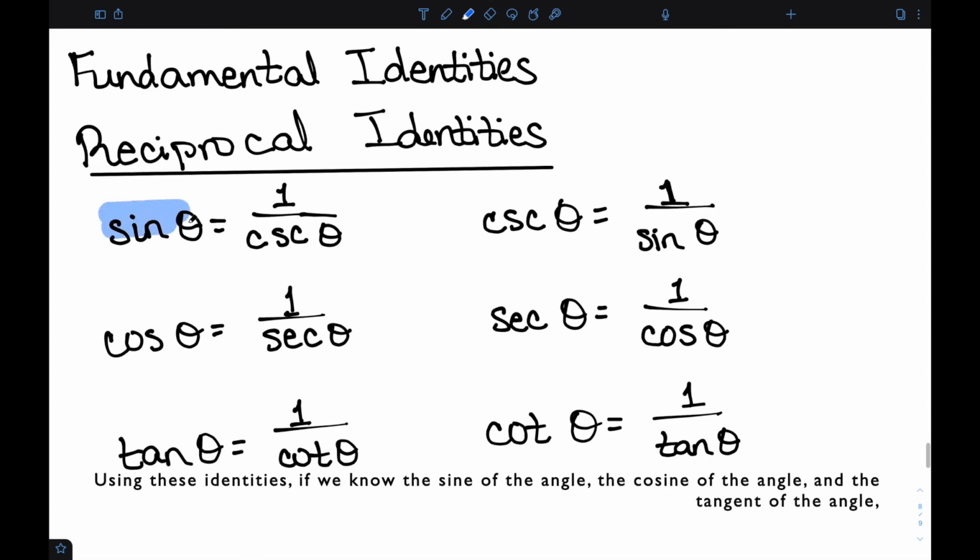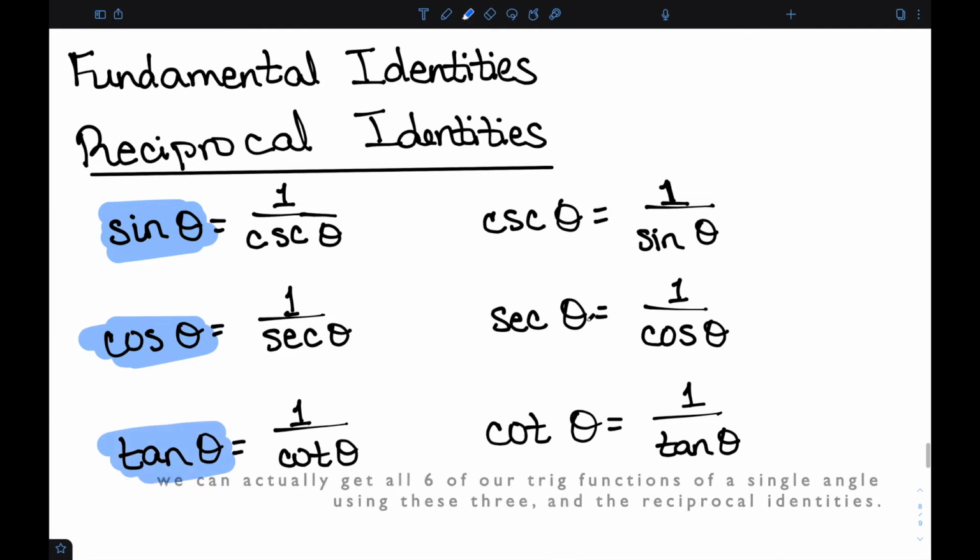Using these identities, if we know the sine of the angle, the cosine of the angle, and the tangent of the angle, we can actually get all 6 of our trig functions of a single angle using only these 3 and their reciprocal identities.